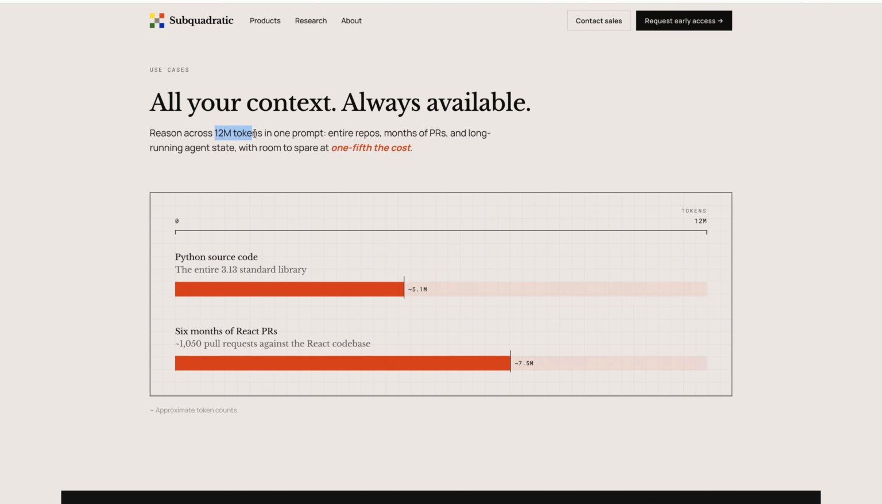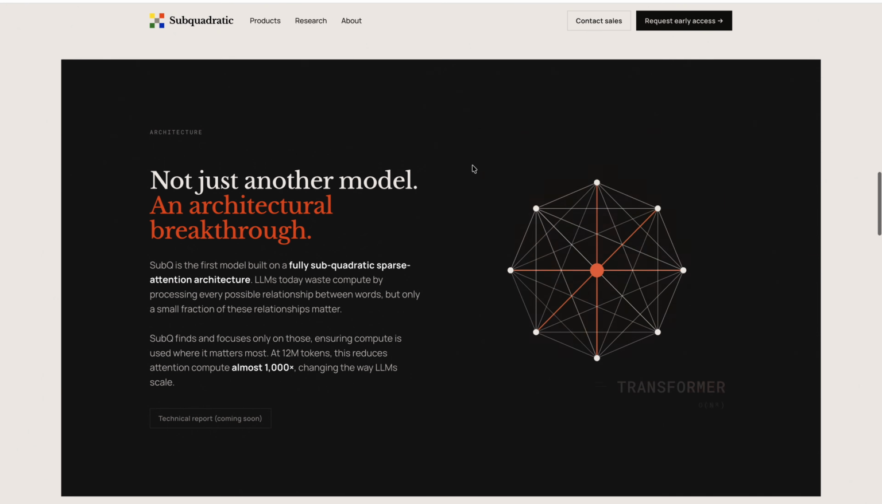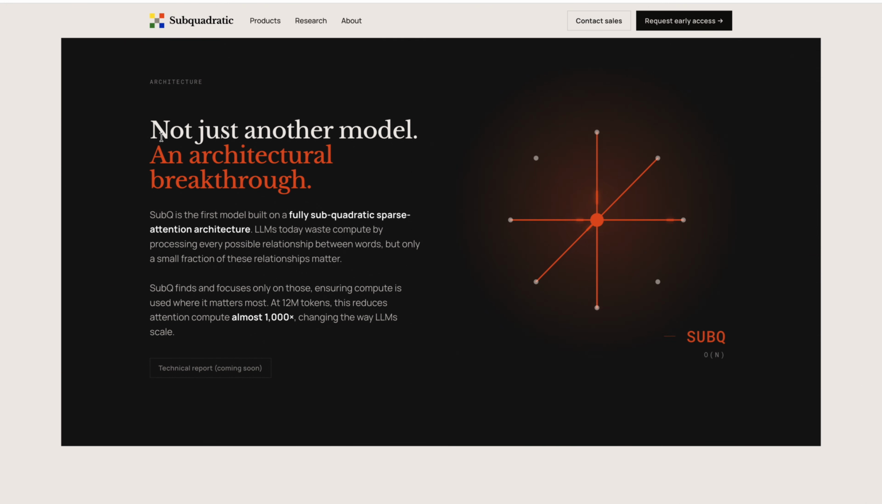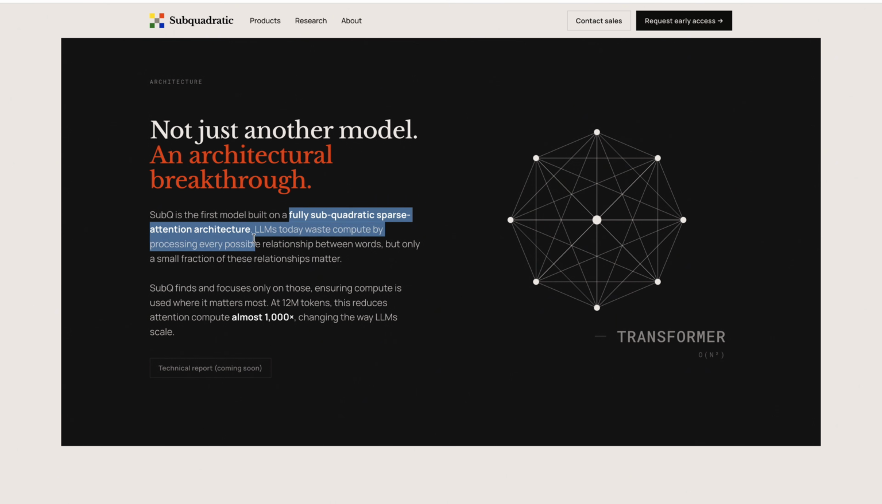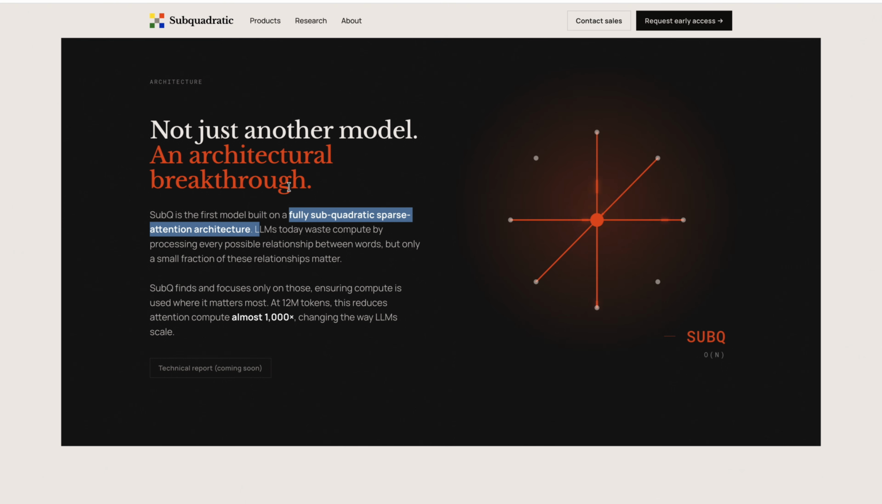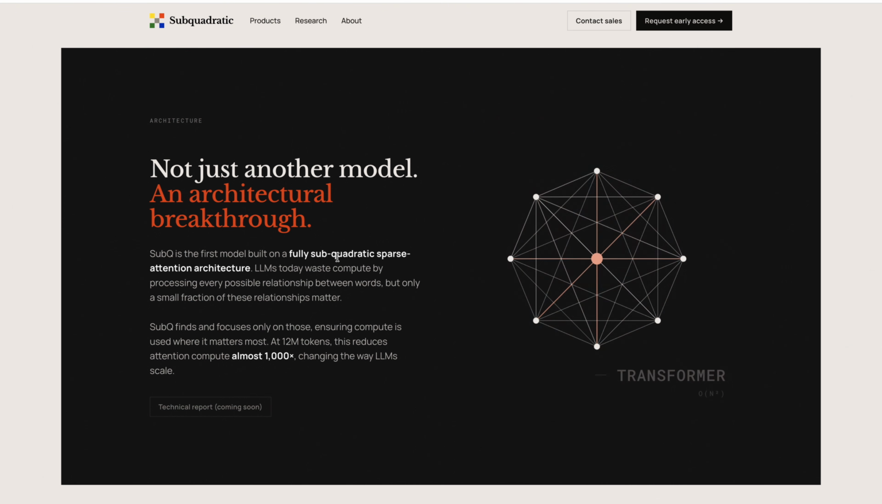After that, they compare this 12 million token window with the Python source code of Python version 3.13, which is about 5.1 million, and again with React PRs over about 6 months, which is about 7.5 million. So I hope you understand all of this. And next, we have this fully subquadratic sparse attention architecture. What does it mean and how is it different from other LLM models?